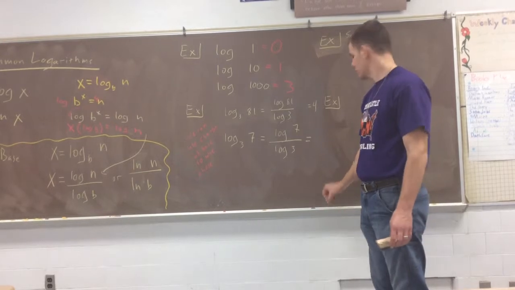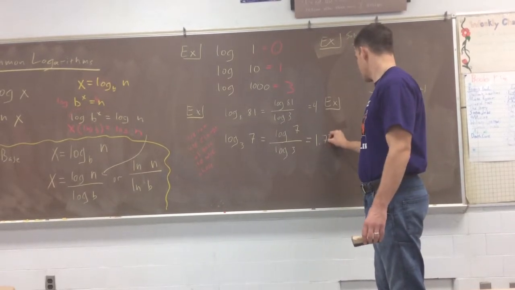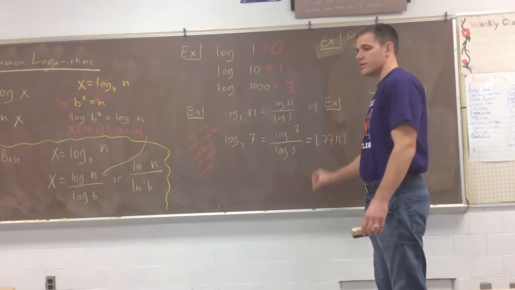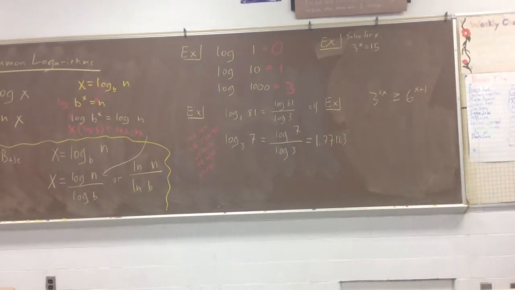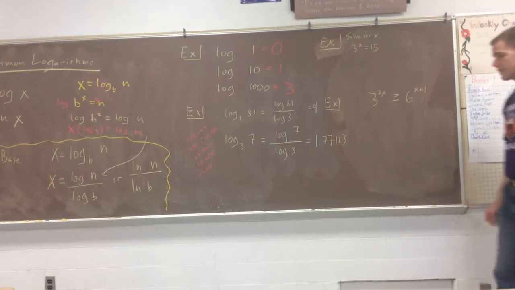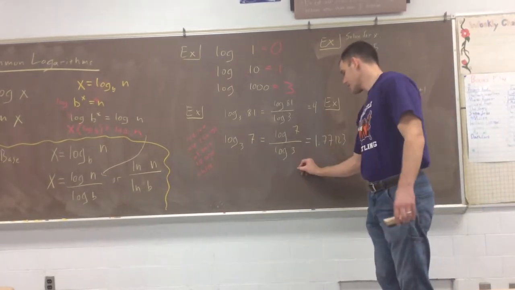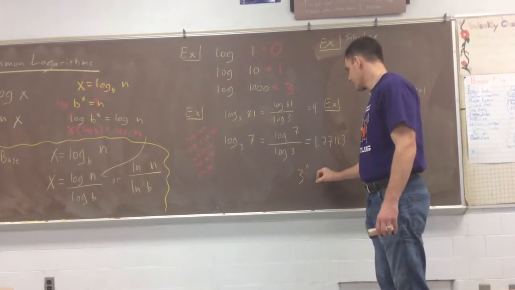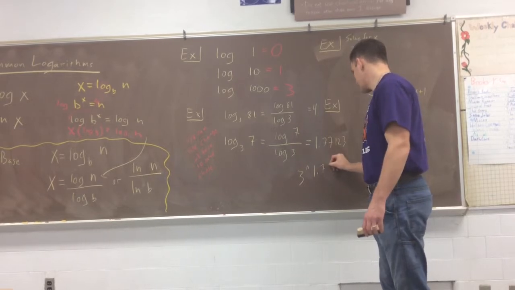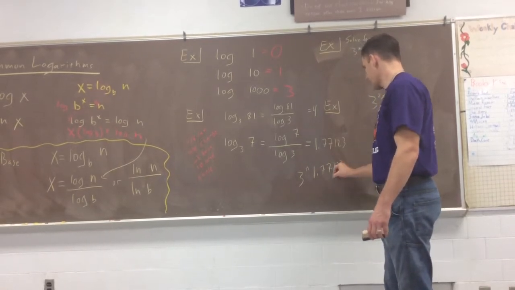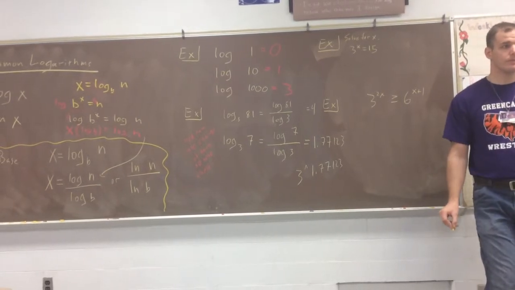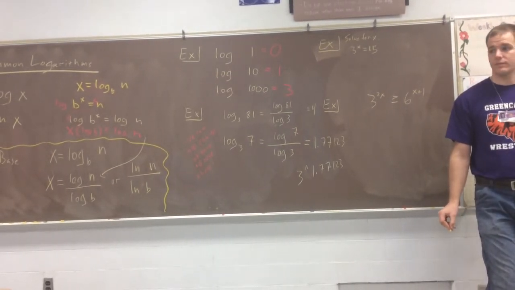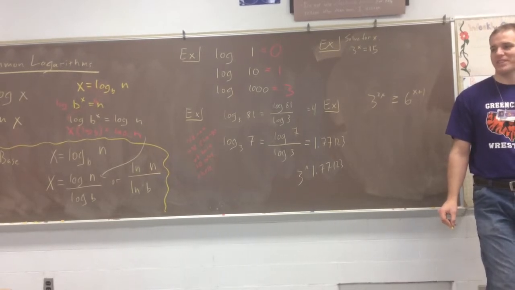0.77? Yeah. 1.77123. Okay. Now let's just do a quick check. Try it. Type in your calculator 3 raised to the 1.77123. See if it's really, really close to 7. Pretty close, right? Yep. All right.